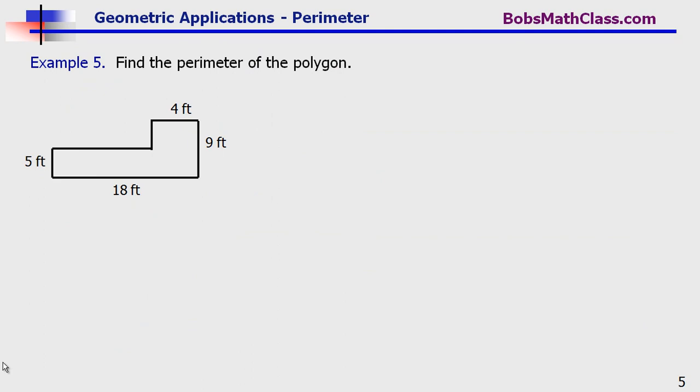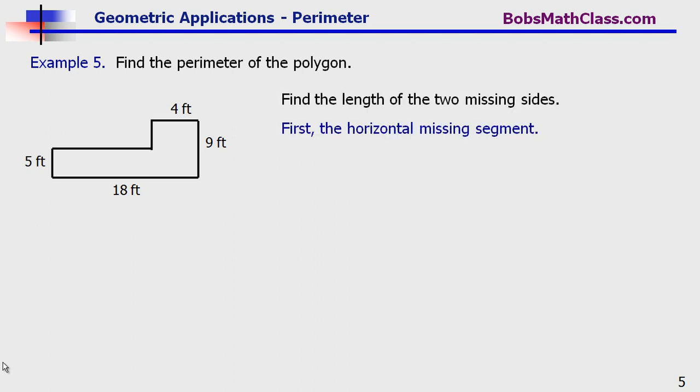Okay, example 5, and that's what this example here is. Find the perimeter of the polygon. So first we need to find the missing sides. Let's work on the horizontal missing segment. What is the value of that horizontal? We have this larger one is 18, the smaller one is 4. So this segment and the two horizontal segments have to add up to be 18. Right, 14. So that horizontal segment is 14.